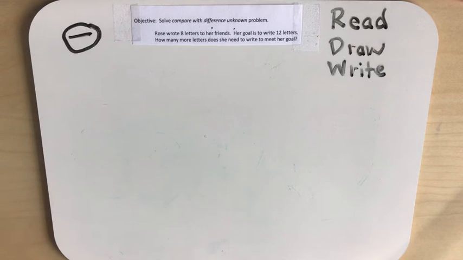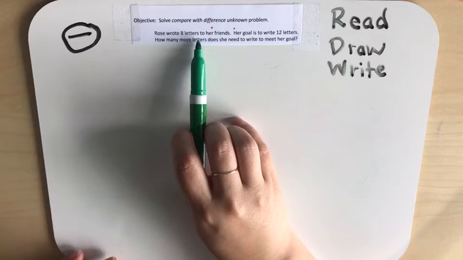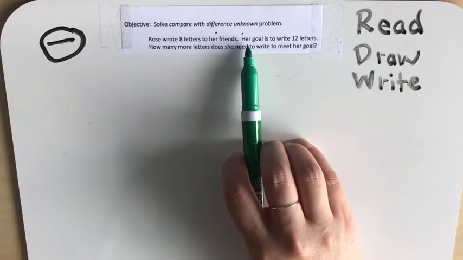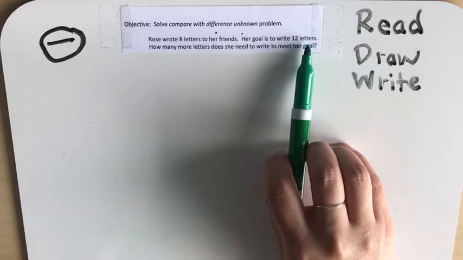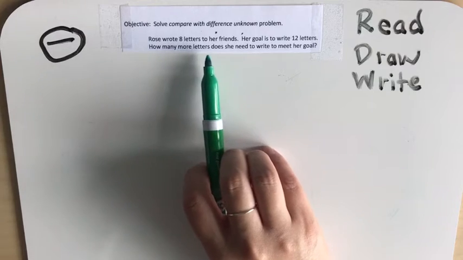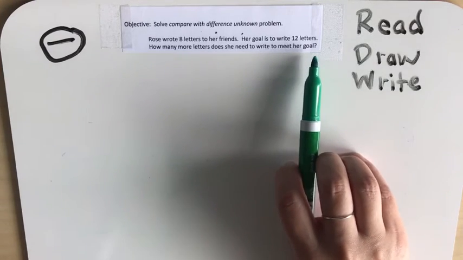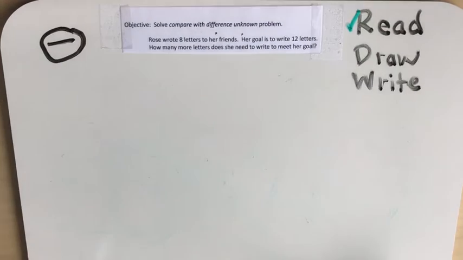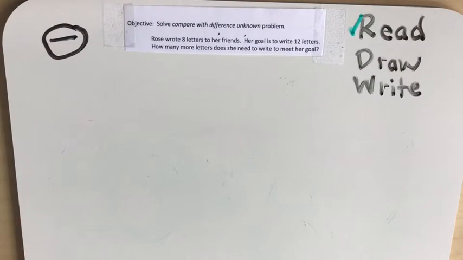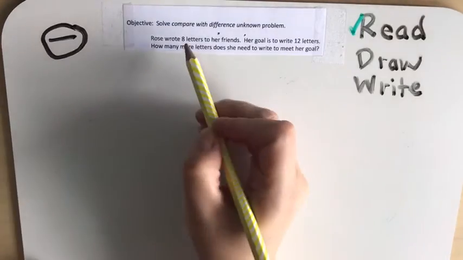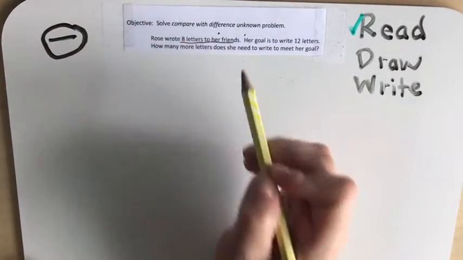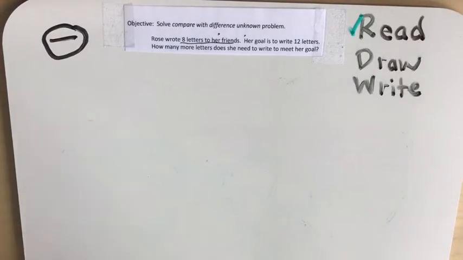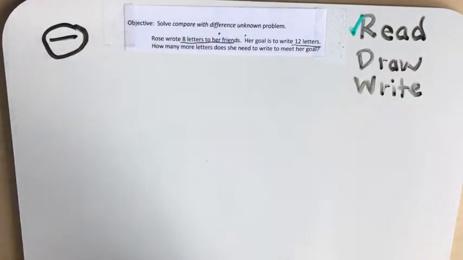Let's read the problem. Rose wrote 8 letters to her friends. Her goal is to write 12 letters. How many more letters does she need to write to meet her goal? So we have read. We need to read one more time and underline the information that is important. Rose wrote 8 letters to her friends. Her goal is to write 12 letters.